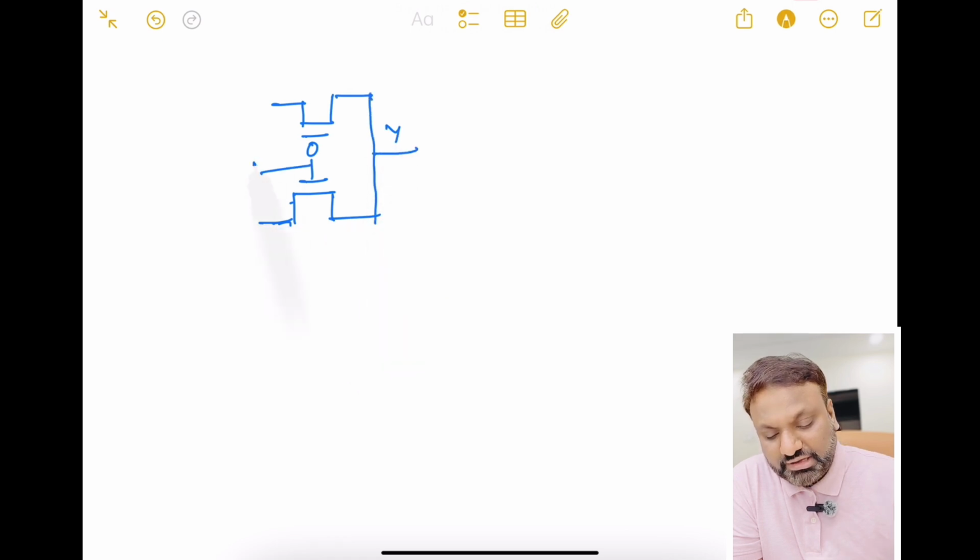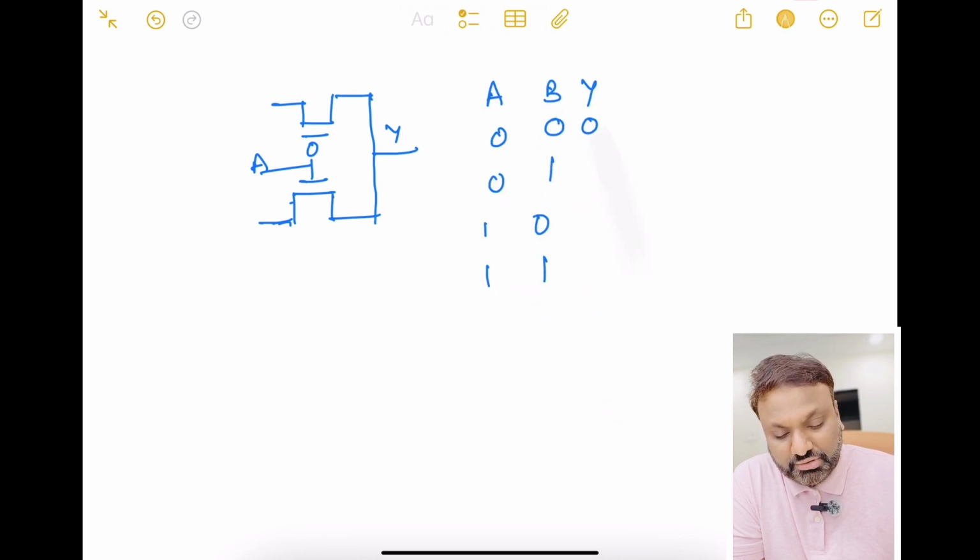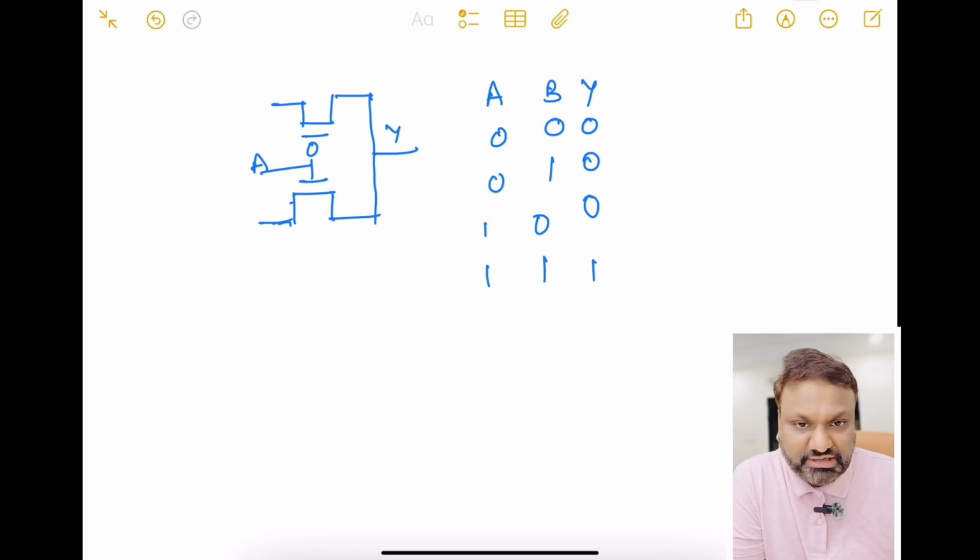And I will take one of the inputs here, A. My truth table goes like this: A, B, Y: 0, 0, 0; 0, 1, 0; 1, 0, 0; 1, 1, 1. The beauty of pass transistors is that this particular structure is the same for all the logic gates. The only thing that varies is what is given here. If you can understand what it should be given, all the logic gates, right from AND gate, OR gate, NAND, NOR, exclusive OR and XNOR gates, can be designed using this simple structure, right?